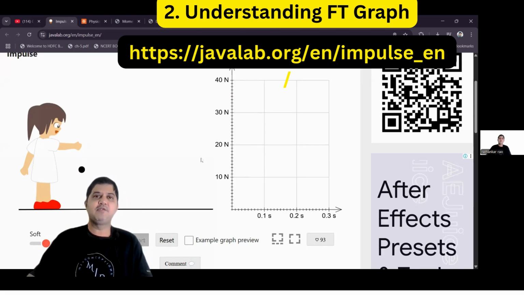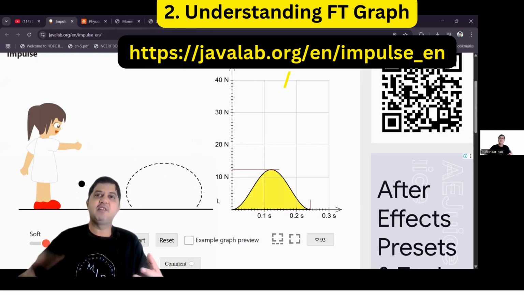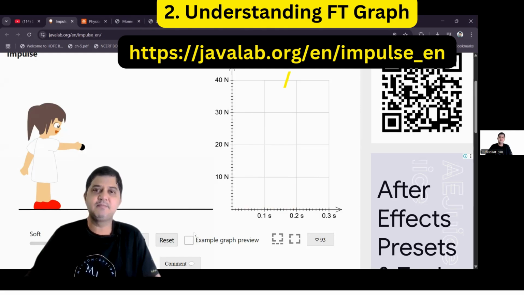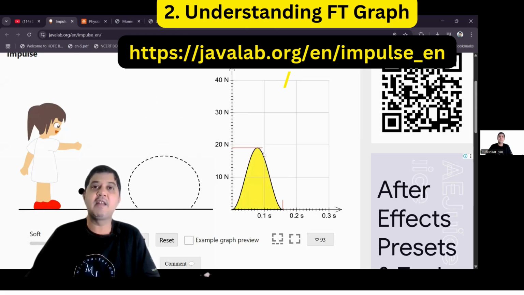Now let us see what happens to the force-time graph and what is the impact of the force. The ball is compressed more, and the force is seen to be around 12 Newton, and the time of impact is much, much larger. And if I keep it at the center, what do you expect? Will it be 12 Newton? It will not be 12 Newton. It will be much higher. Let us see that. It could be around 20 Newton. See, it's around 19 Newton.